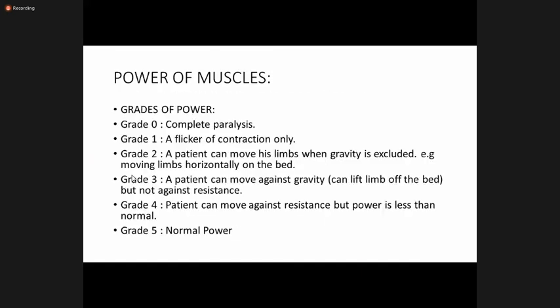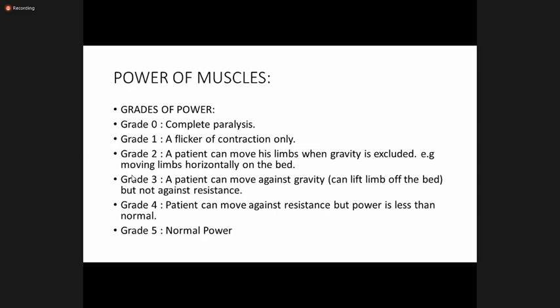The grades of power are important. When the patient has no movements and no power, you can label it as complete paralysis, grade 0 power. In grade 1 power, you notice the flicker of contraction only of the toes or fingers. In grade 2, a patient can move the limb when gravity is excluded, meaning the limb moves horizontally on the bed but not against gravity.